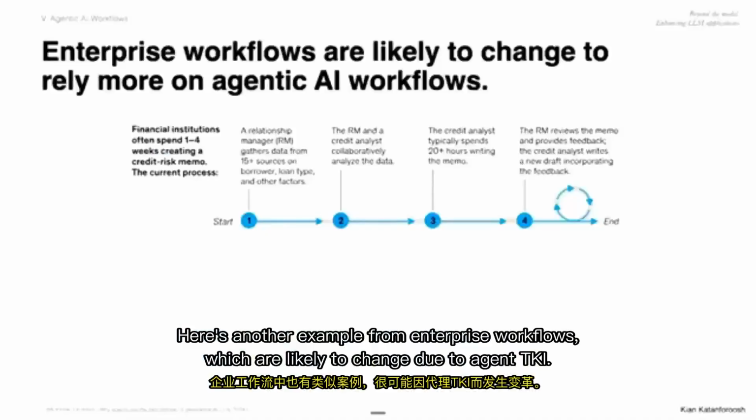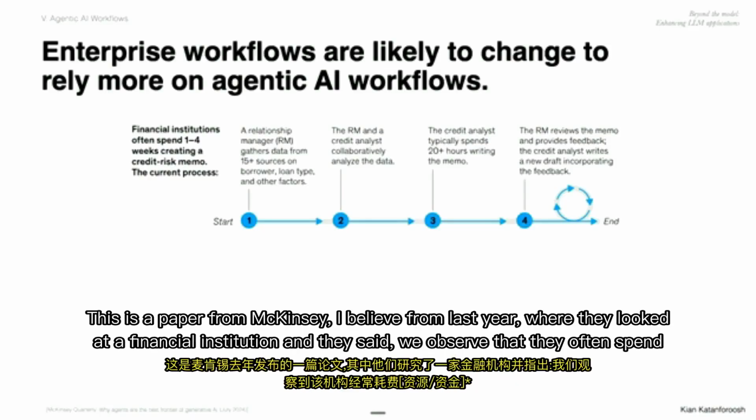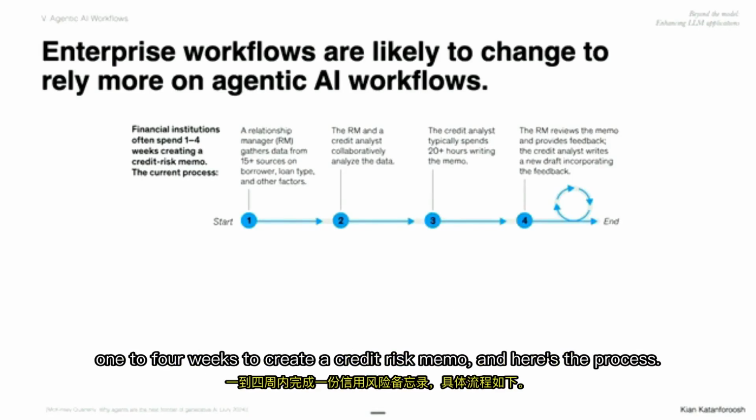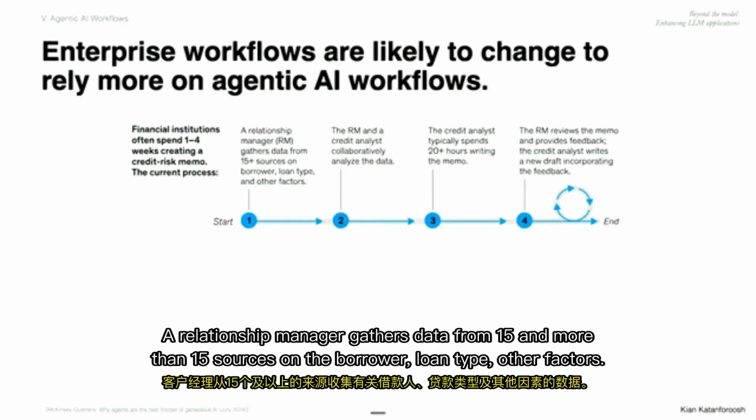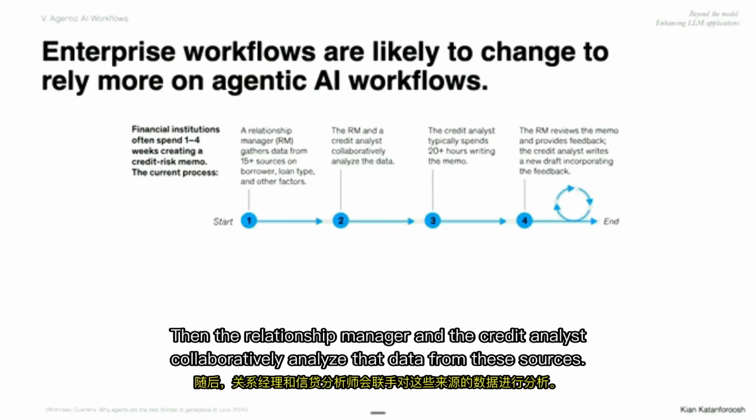Here's another example from enterprise workflows, which are likely to change due to agentic AI. This is a paper from McKinsey, I believe from last year, where they looked at a financial institution and said, we observed that they often spend 1 to 4 weeks to create a credit risk memo. And here's the process. A relationship manager gathers data from more than 15 sources on the borrower, loan type, and other factors.